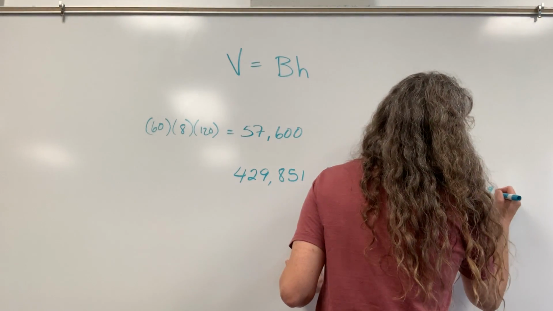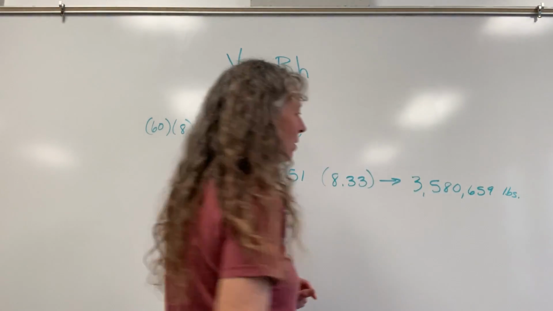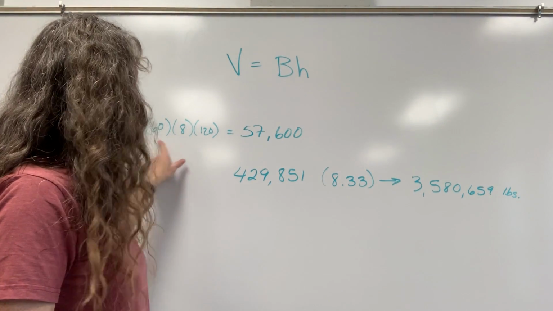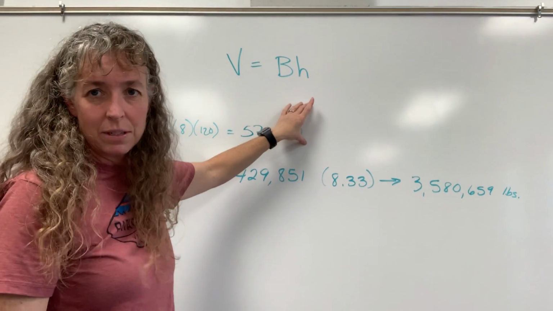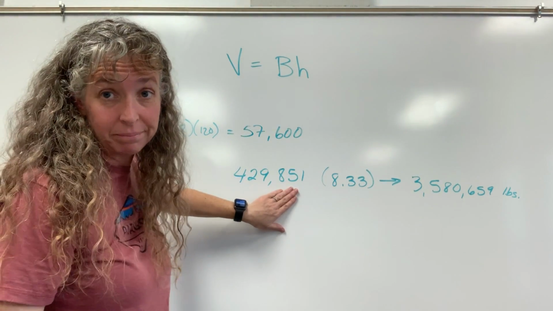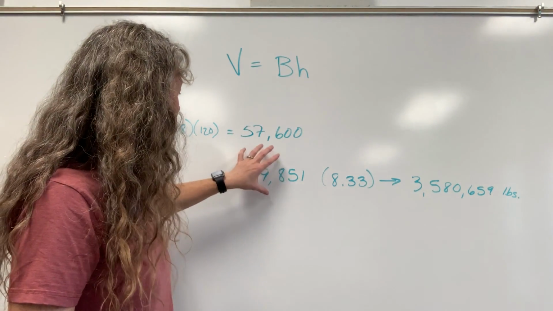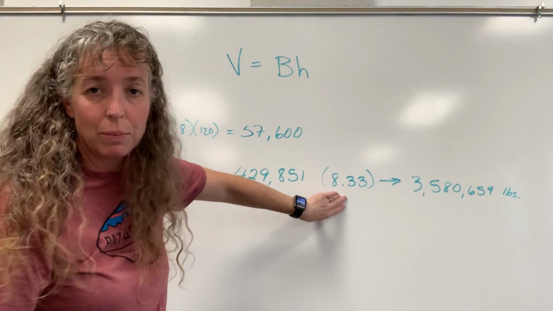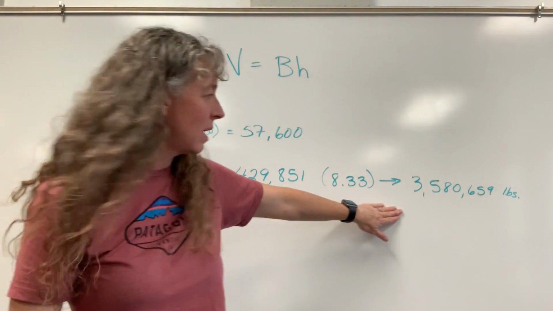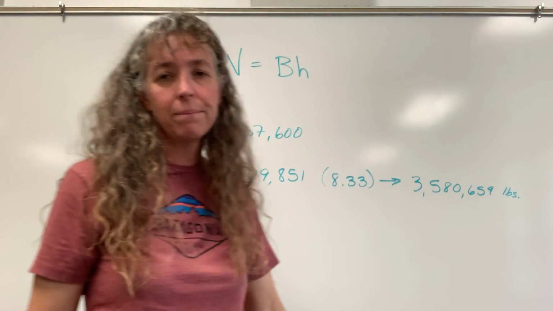580,659 pounds. Wow, that's a lot. So I found the volume of the rectangular prism. I converted it into gallons using their conversion rate. I multiplied my gallons by how many pounds per gallon to turn it into a weight, or how many pounds that whole aquarium takes. Okay?